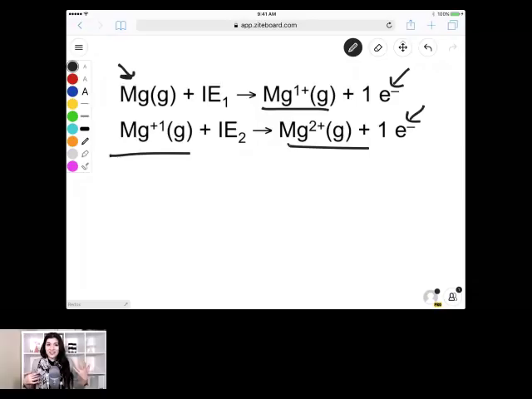That concept making some sense? It's really just dependent on the charge of your atom. That tells you how many ionization energies you will have.